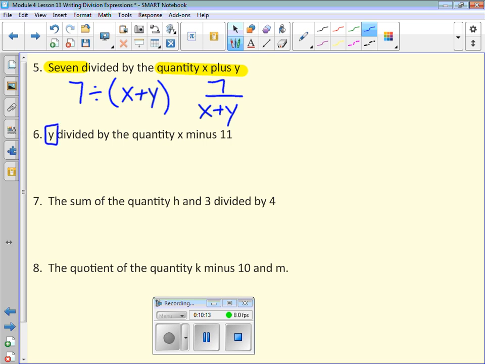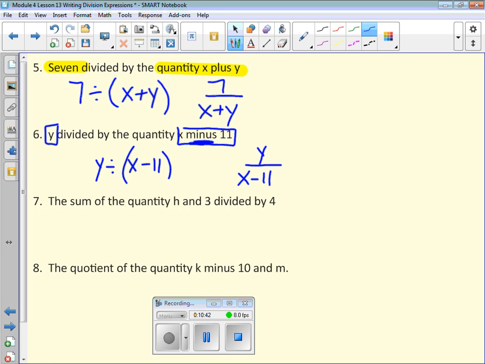Y divided by x minus 11. Y divided by x minus 11. And I need those parentheses to say, do this first. Do the subtraction first. Otherwise, you have to do y divided by x first. And I don't want y divided by x. I want y divided by this quantity. And then y divided by x minus 11.